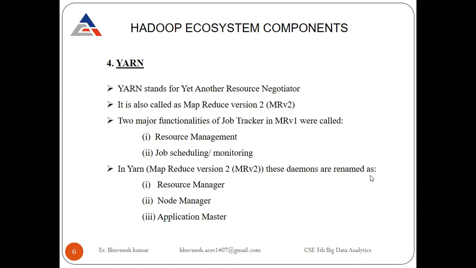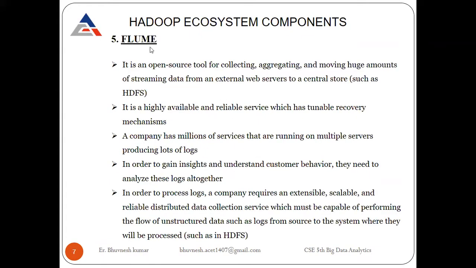Okay, Yarn is also a component of your MapReduce. The daemons are renamed, and the names that are given are resource manager, node manager, and application master. The functionality provided by a job tracker is now given to the resource manager. Your job tracker is your resource manager, node manager, and your application master. If we are talking about a simple MapReduce, it has only two functionalities, that is resource management and scheduling and monitoring.